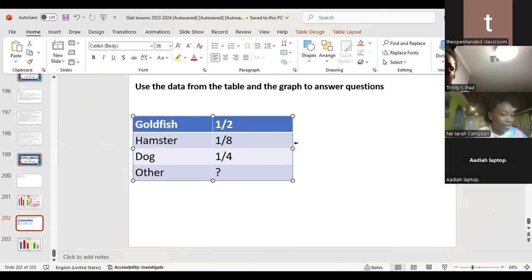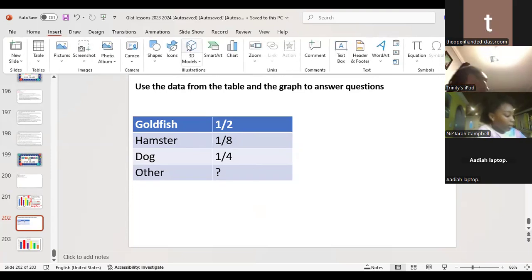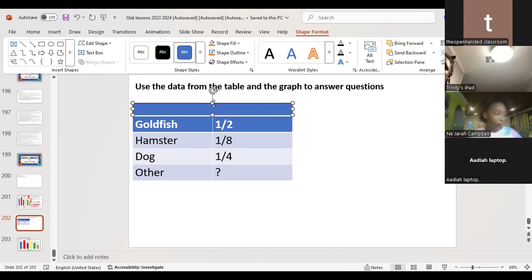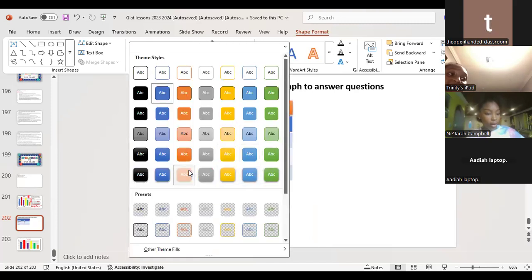All right, so we have goldfish, hamster. Goldfish is 1 over 2, hamster is 1 over 8, dog is 1 over 4, and this one is a question mark. Okay, so what we're going to do here is we're going to go like this, and that's like that, and this is going to be fill, and let me go orange with this.